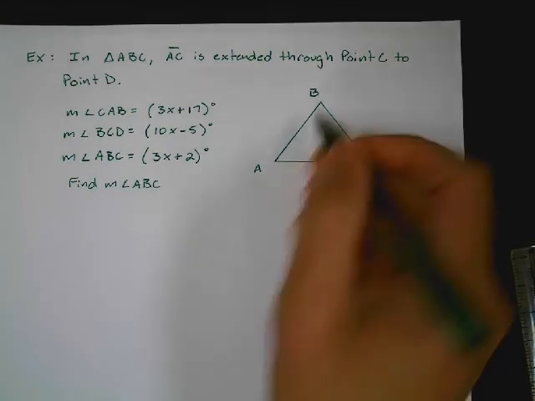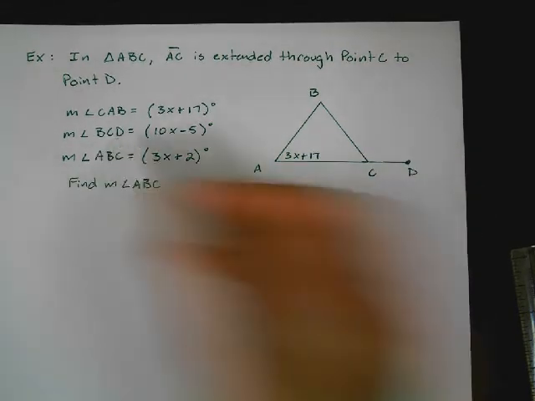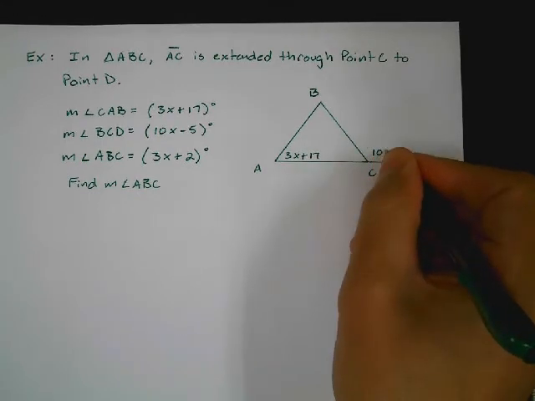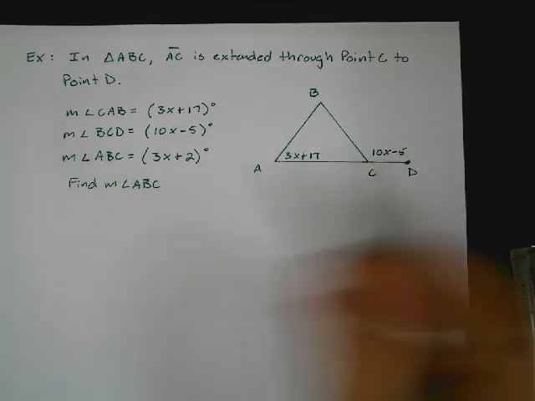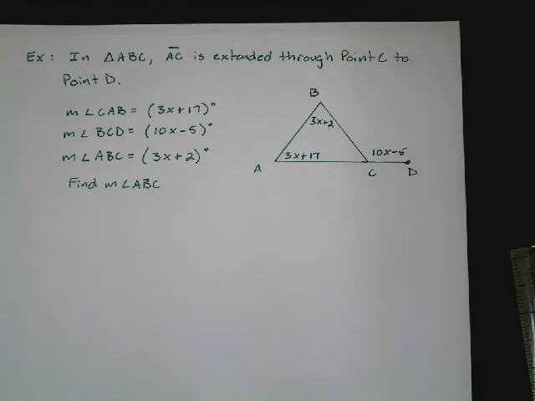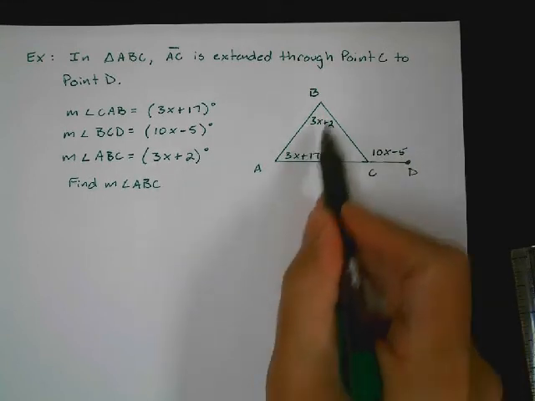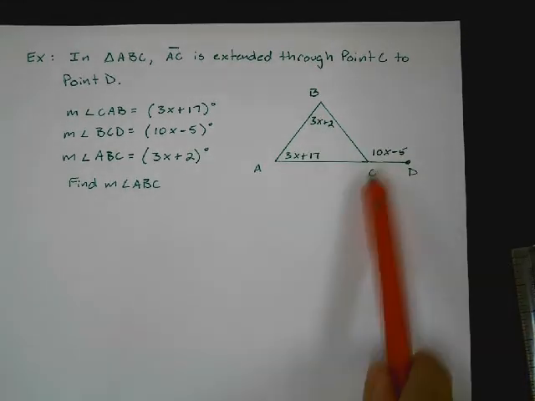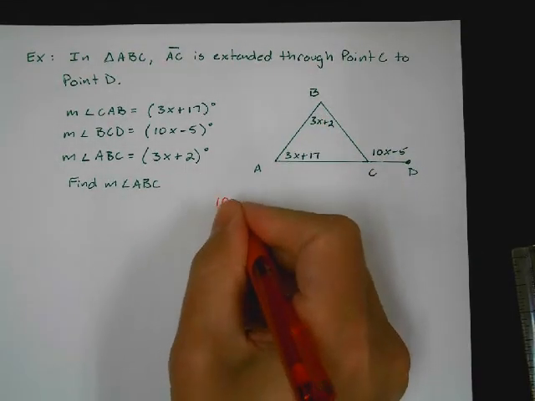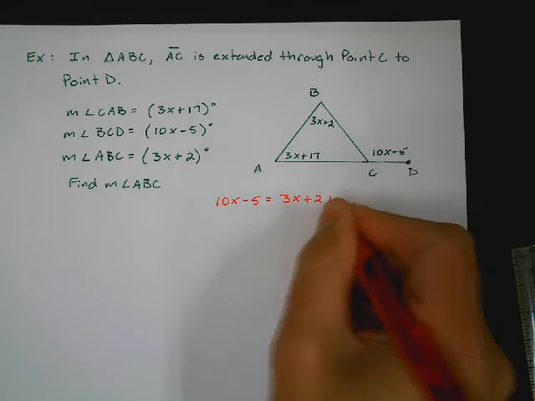CAB, that's this one right here. So this is the one that's supposed to be 3x plus 17. BCD, that's this angle out here. That should be 10x minus 5. ABC, that's this angle up here, 3x plus 2. All right, now I'm ready to go. This looks like the exterior angle theorem. I've got this exterior angle, and it's equal to these two together. So I can say that 10x minus 5 is equal to these two added together by the exterior angle theorem. So I'm going to write 10x minus 5 is equal to 3x plus 2 plus 3x plus 17.